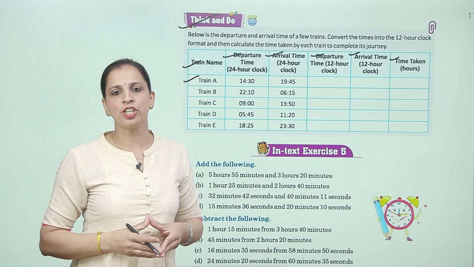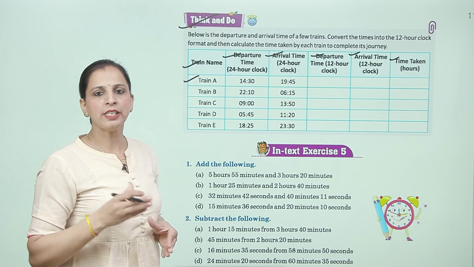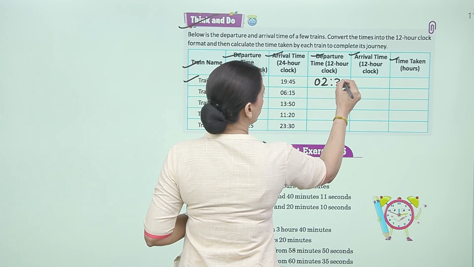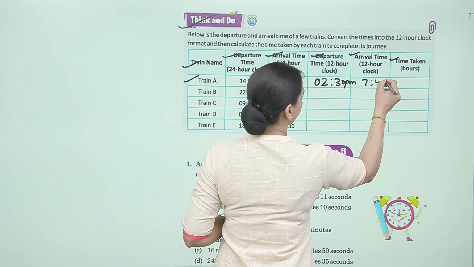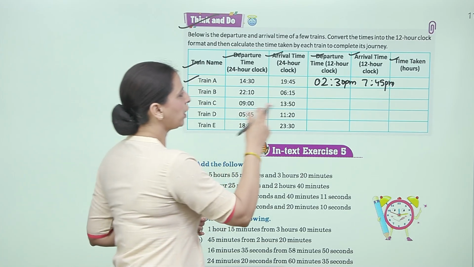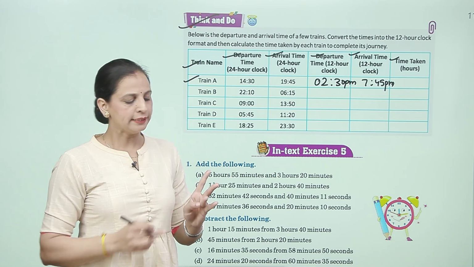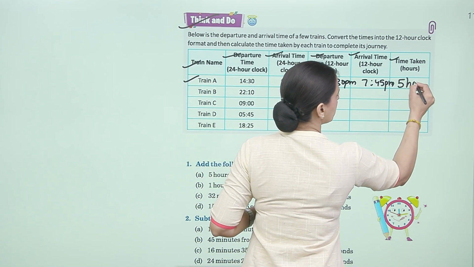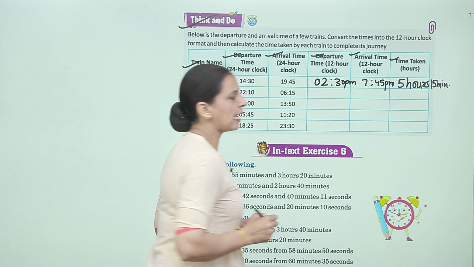14:30 is the departure time and the arrival time is 19:45. So, departure time in 12-hour clock is 2:30 pm and that is 7:45 pm. So, time taken in hours is after 2:30, 3:30, 4:30, 5:30, 6:30, 7:30. That is 5 hours and 15 minutes. 5 hours and 15 minutes.